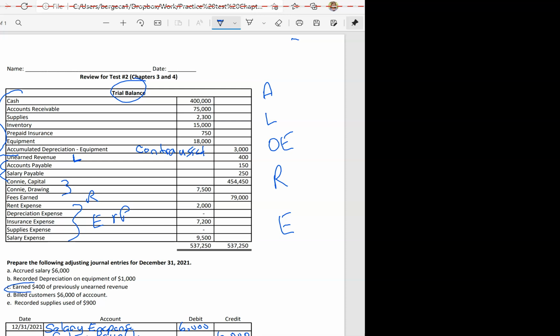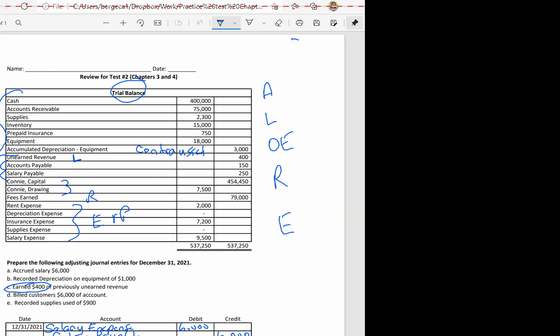All right, and then for letter C, we earned $400 of previously unearned revenue. Well, the good news is whenever you see earned revenue, then you know that you need to credit fees earned because you need your revenue to go up. How did I know to credit it? Well, I knew I wanted it to go up, and it's over here. And remember, these go up with a debit and these go up with a credit. So if I want revenue to go up, I need to credit it. So I'm going to credit it for $400.